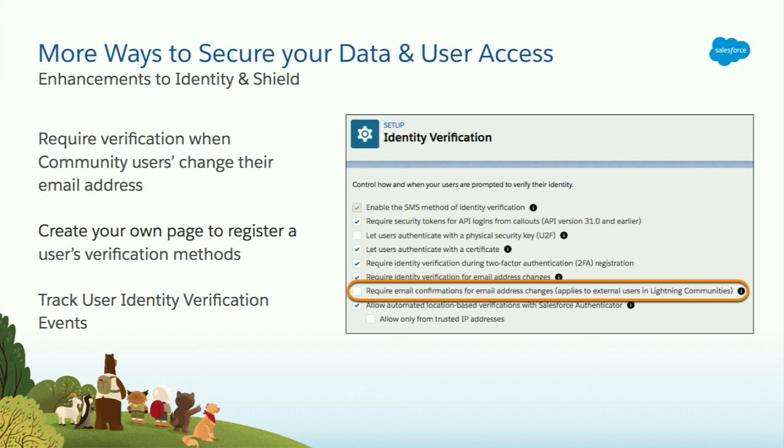So how does this work? When a community user changes an email address, you can have an email sent to the new address for confirmation. After they click the link to confirm, the address change will take effect. We do recommend that you enable email confirmations to improve the security of your communities.